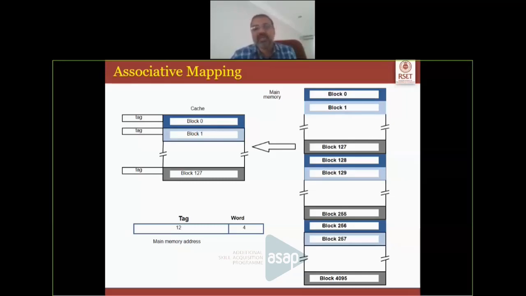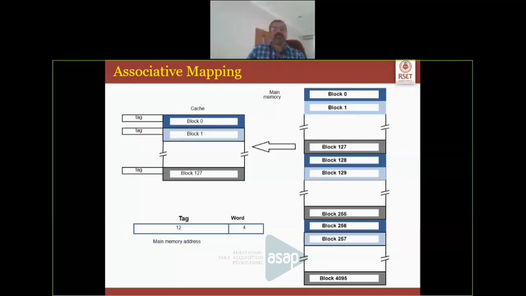2 raised to 12 is 4096. You can see the blocks in the main memory also, 4096 blocks. So this tag is used to identify that. In the main memory address, 4 bits are reserved for finding a word in the block. The next 12 bits are the tag, and they are reserved for that.